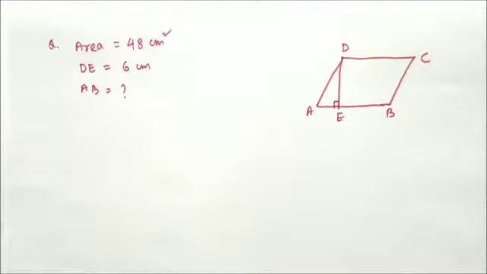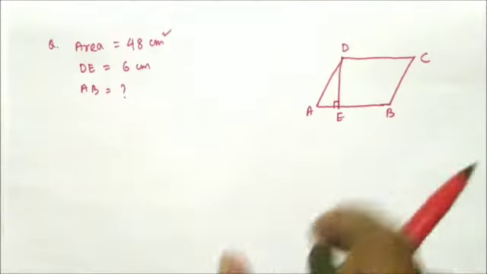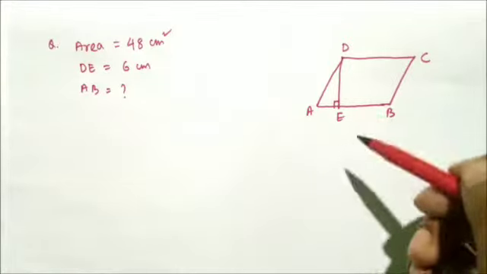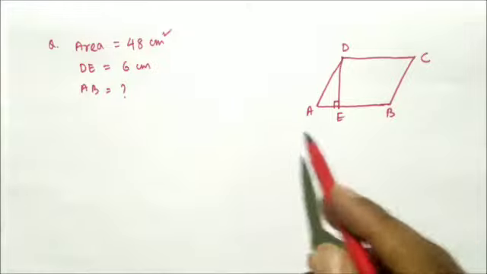Can you see the question? Now you can see the figure along with the question. Area is given as 48 square centimeter, and here DE is 6 centimeter. So how to find out AB?